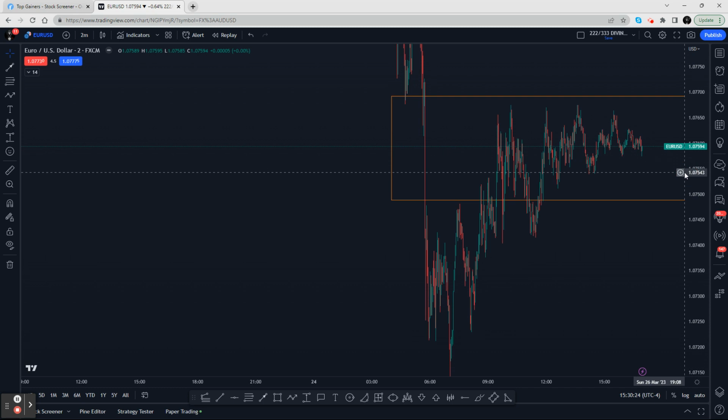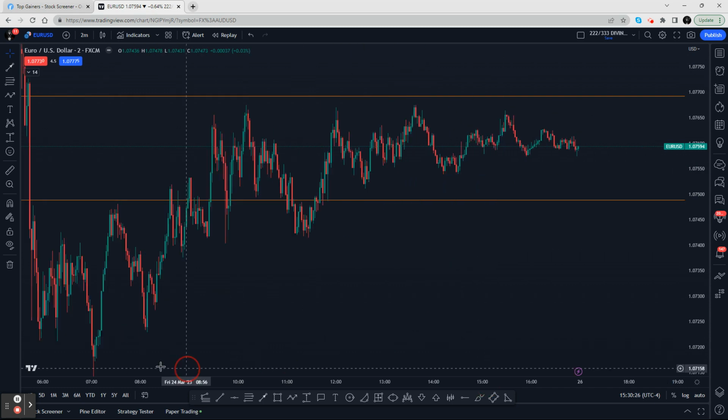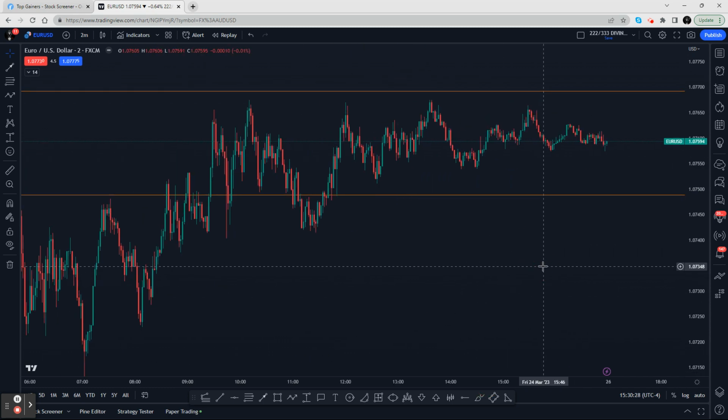Let me stretch this out. You see how the market is looking a little bit different now. What do we see? We see up, down, up, down, up, down. Even right here, it looks like it's moving sideways. Yes, but technically it's moving up and down still.